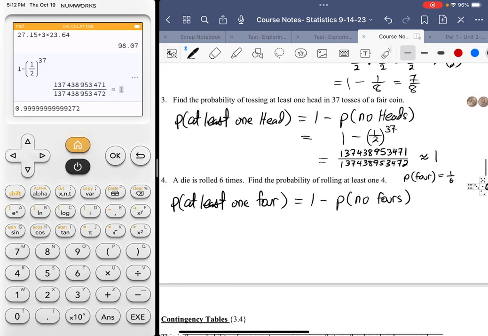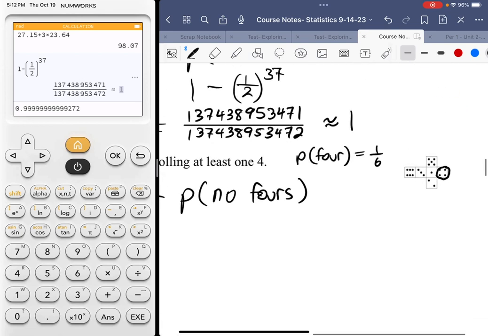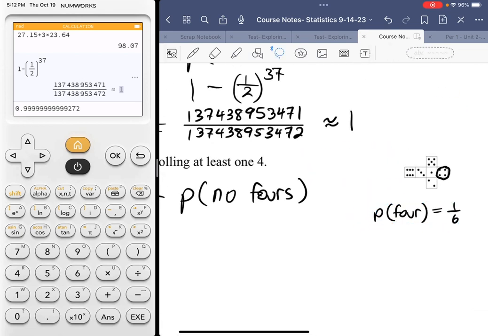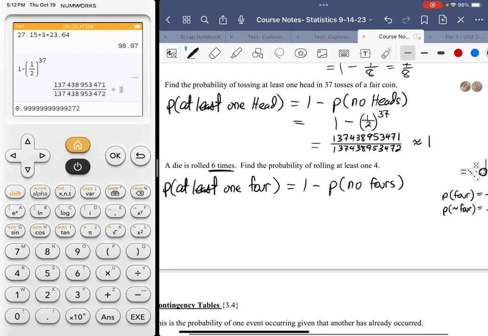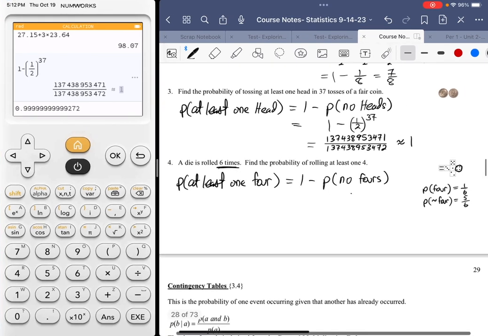If I want no 4s, I'm actually going to move this. If I want not a 4, it's going to be everything else, the other 5 outcomes out of 6. We're rolling the die 6 times, so I would say 5 out of 6 raised to the 6th power would be the event that I rolled the die 6 times and every single one of the outcomes was something other than a 4. If I subtract that from 1, that'll get me the probability that at least one of those outcomes was a 4.